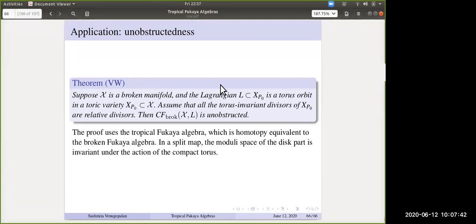Are there any, let's wait for the clapping. Are there any questions for Sushmita?